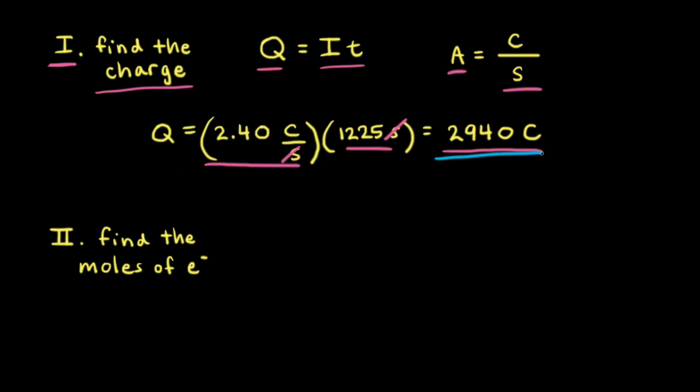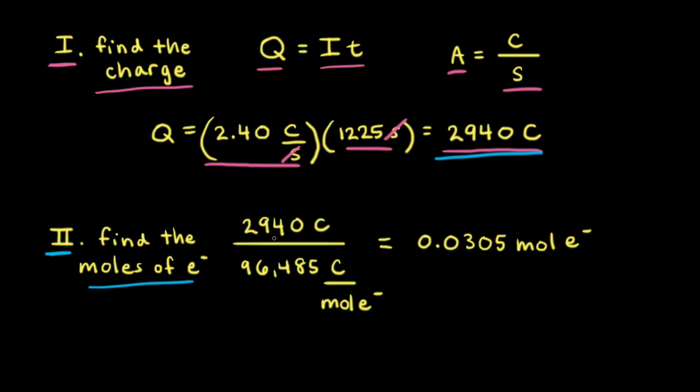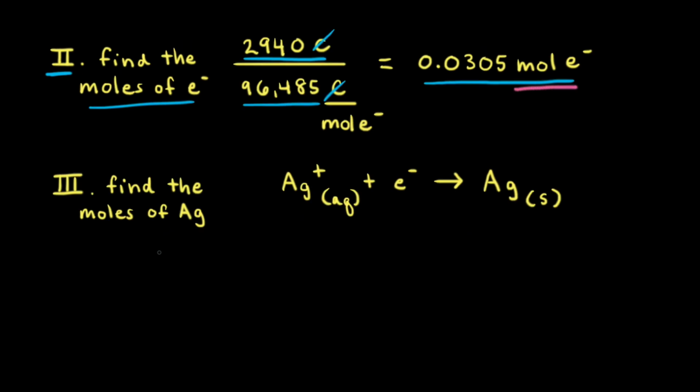Now that we have the charge, in the second step, our goal is to find the moles of electrons, and charge is related to moles of electrons by Faraday's constant. So dividing the charge by Faraday's constant causes coulombs to cancel out, and we get 0.0305 moles of electrons.